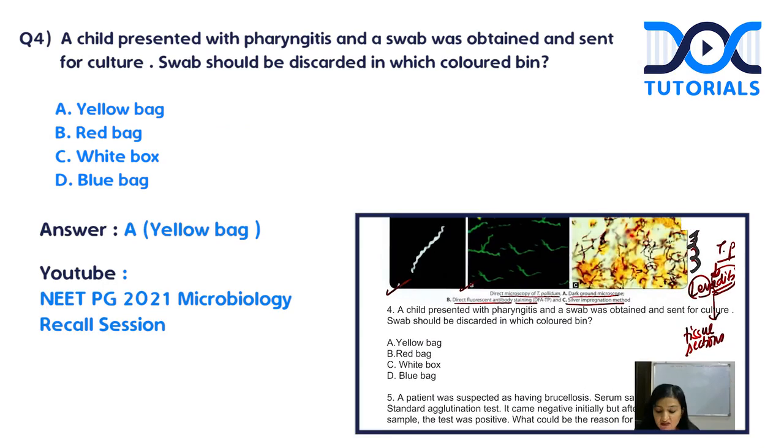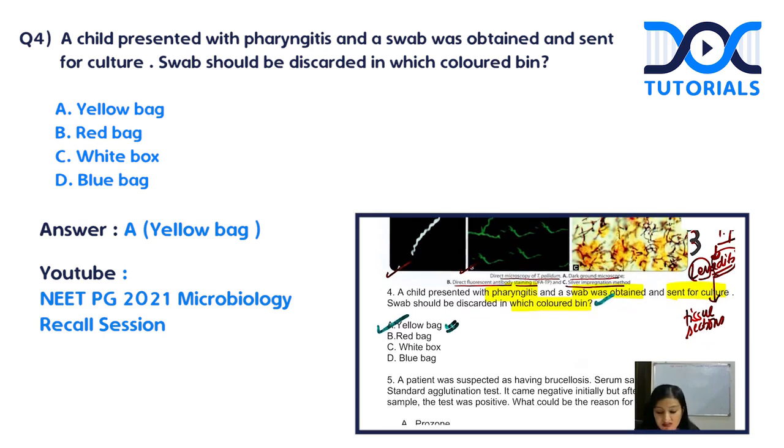A child presented with pharyngitis and a pharyngeal swab was obtained and sent for culture. Swab should be discarded in which colored bin? Yellow, red, white, blue. Answer is, guys, yellow. The infected swabs, like cotton swabs, go to the yellow color bin. So, a straightforward question, nothing much to discuss over here.